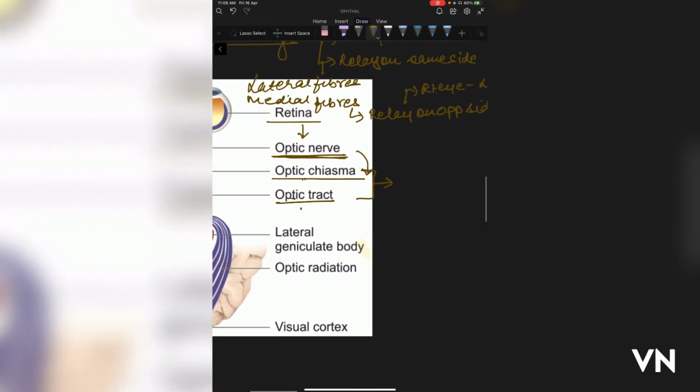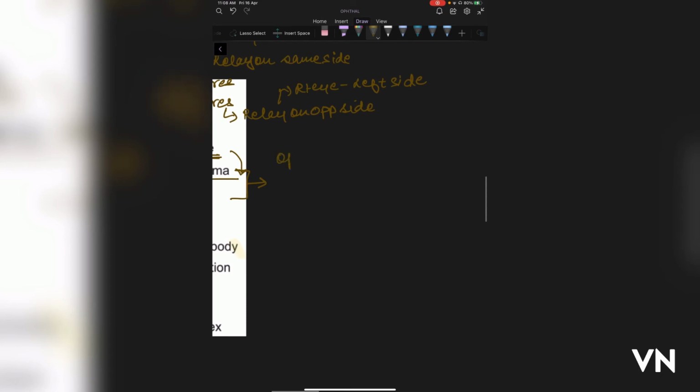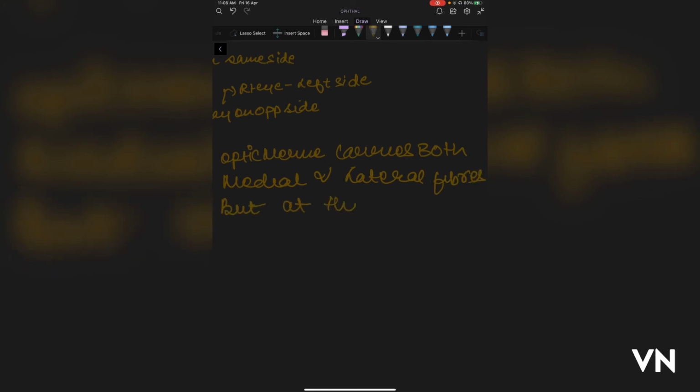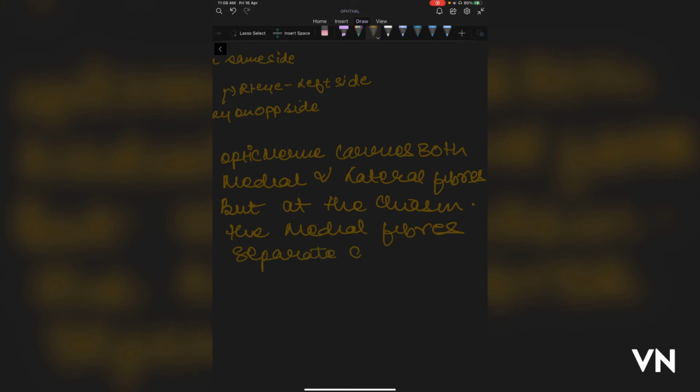So what happens here? The optic nerve carries both medial and lateral fibers, but at the chiasm, the medial fibers separate out and join the optic tract of the opposite side.